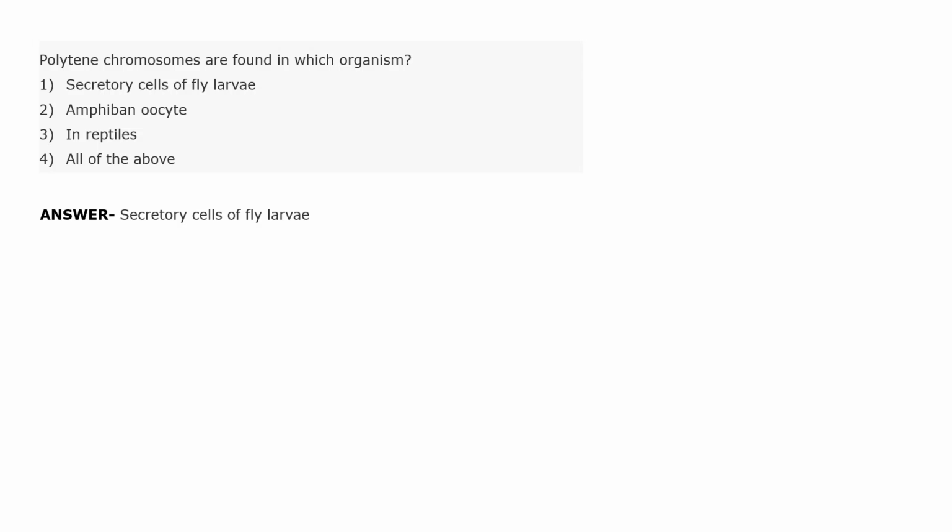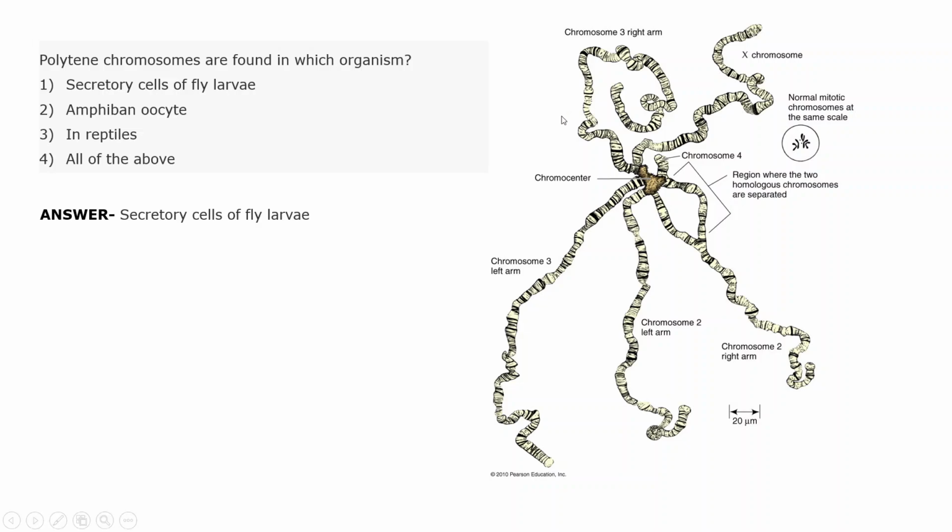These are chromosomes that are much bigger in size as compared to a normal chromosome. You can see that this is a polytene chromosome, and if you compare it to the size of other normal mitotic chromosomes at this scale, the size is much larger. With a small scale bar here, you can see it is much higher in size, even above the 20 micrometer scale given here. These are found in secretory cells of fly larvae. So you know the process of DNA synthesis and cell division, right?